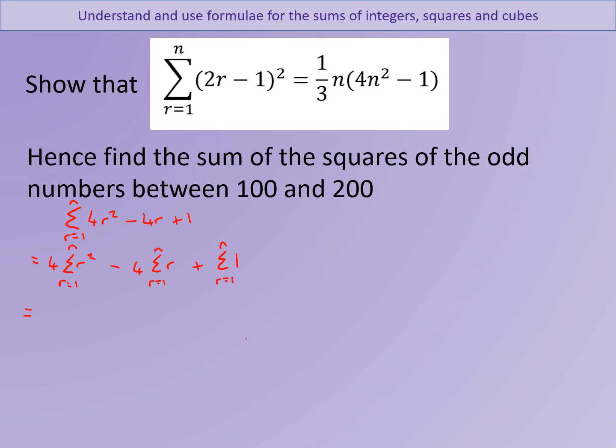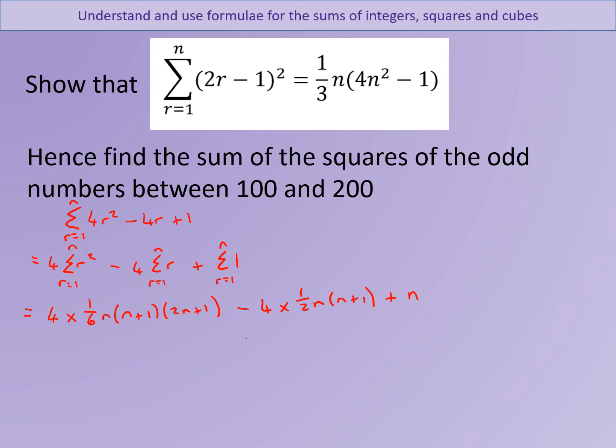Okay, so using the formula for the first two, I've got 4 times, then the formula for r squared is a sixth n plus 1, 2n plus 1. I've then got minus 4 times the formula for r, which is a half n plus 1. And the third one, it's a common mistake here to put 1, just remember that it's n, because it's the sum of n ones added together.